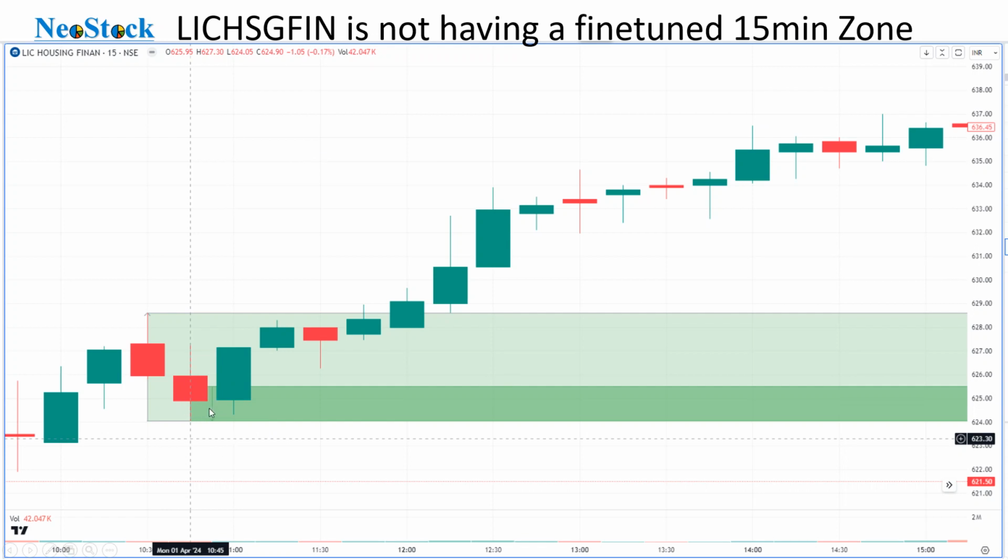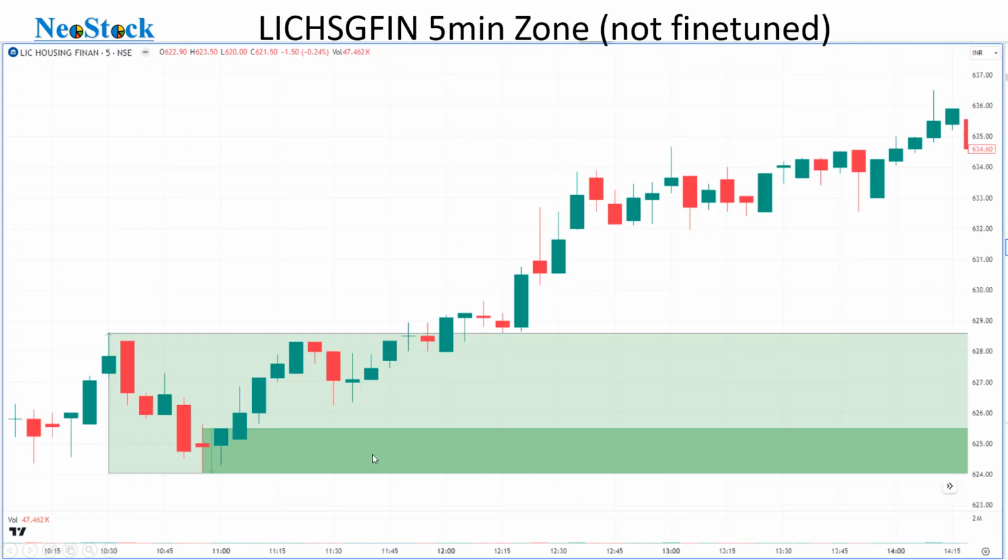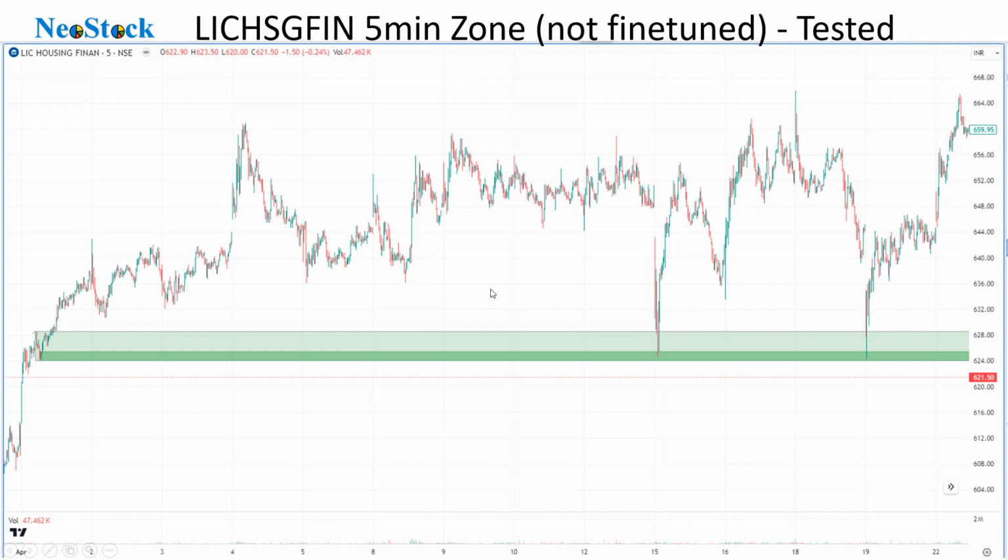But why we are drawing this zone? There is a reason. So this is the 5-minute zone. We have a drop. We have 2 base candles and a rally candle. This is not a fine-tuned zone. See here, LIC Housing Finance 5-minute zone is not a fine-tuned zone. But why we have drawn? Because there were rejections from this zone.